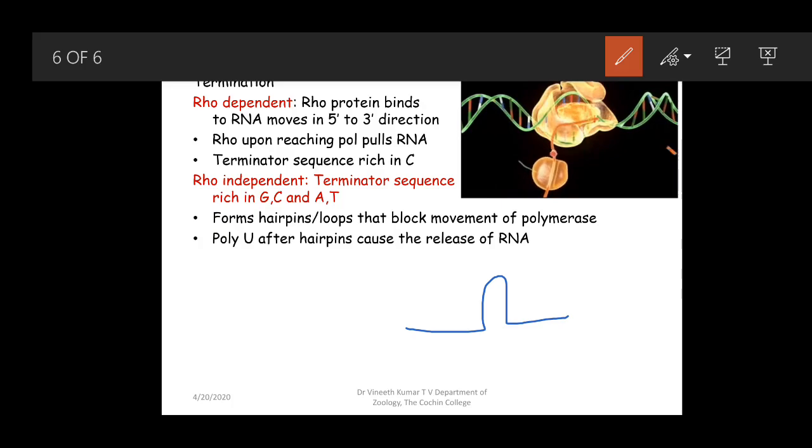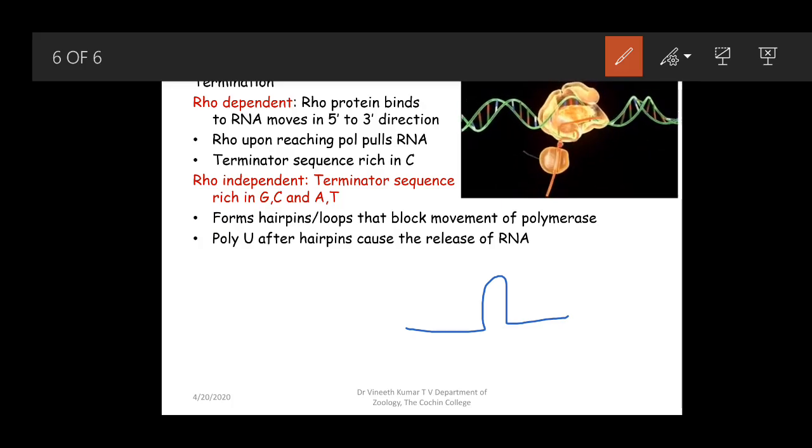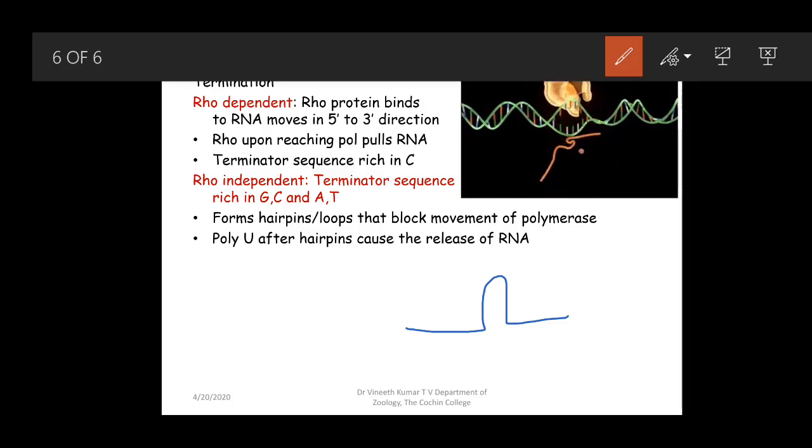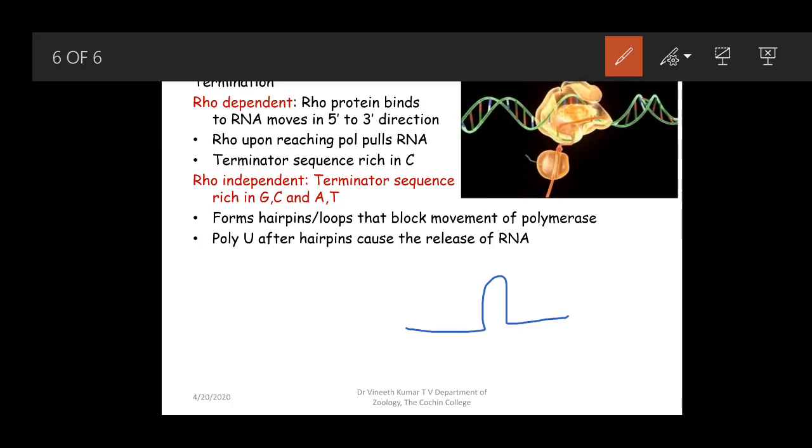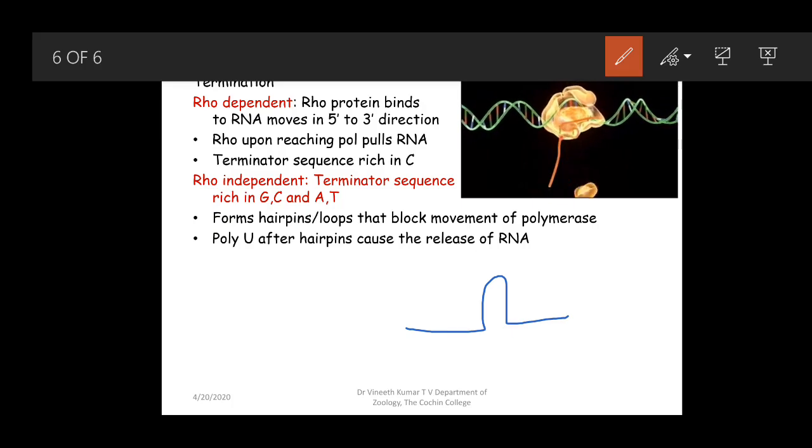So that's all with the transcription that happens in prokaryotes. When coming to eukaryotes, it is more complex. The process of transcription is more complex compared to prokaryotes, because more factors and more proteins are required for the process. So with this we complete the process of transcription in the case of prokaryotes.